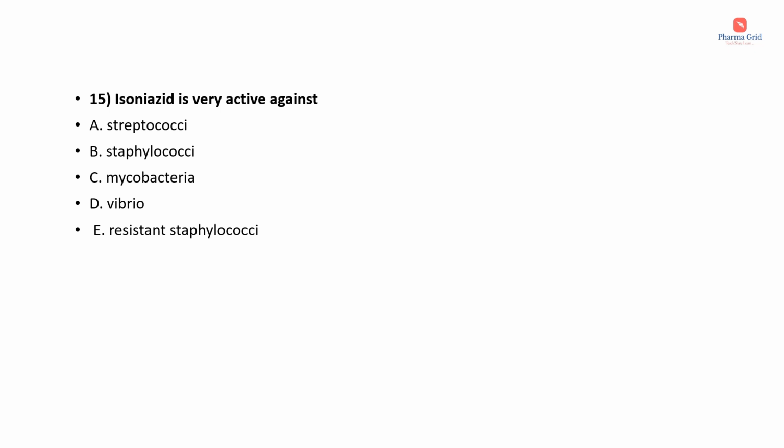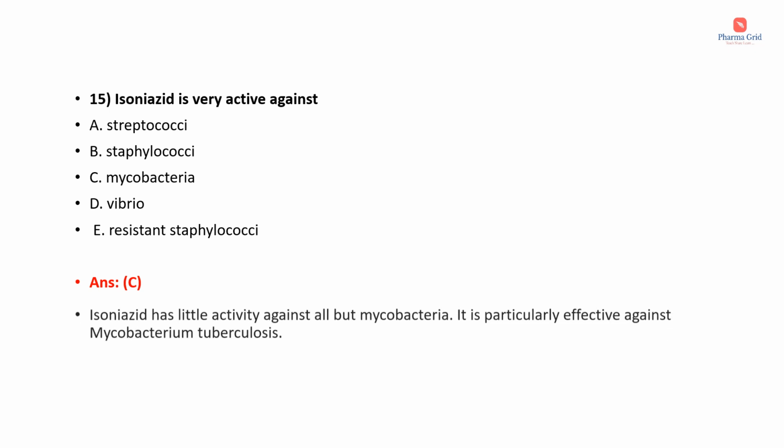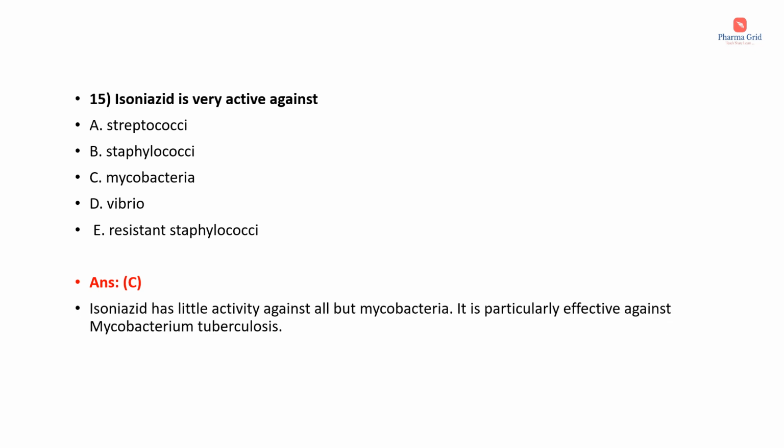Isoniazid is very active against, the options are streptococci, staphylococci, mycobacteria, vibrio, resistant staphylococci. Here the correct answer is option C, that is isoniazid has little activity against all but mycobacteria. It is particularly effective against Mycobacterium tuberculosis.